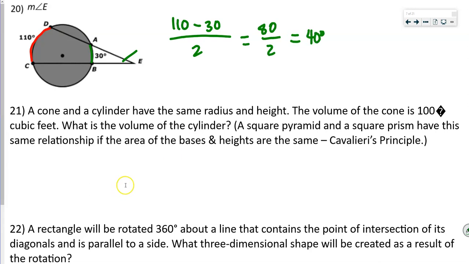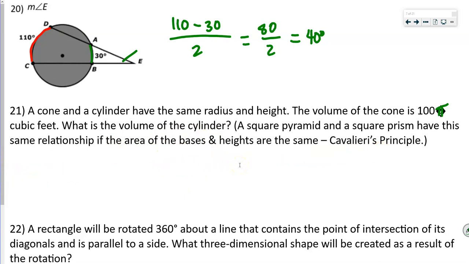All right, so 21 says a cone and a cylinder have the same radius and height. The volume of the cone is 100 pi, yeah, that should be pi, y'all. I don't know why it has a question mark there, but that's 100 pi cubic feet. What is the volume of the cylinder? A square pyramid and a square prism have the same relationship if the base and heights are the same.